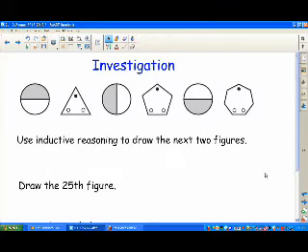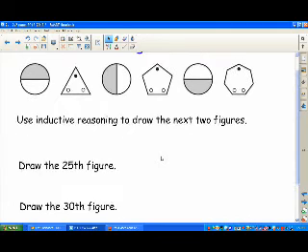All right, this investigation, I'm not going to spend a whole lot of time on this. Pause it. I want you to spend a little bit of time looking at these things. But I want you to use inductive reasoning to draw the next two figures. I want you to draw the 25th figure and the 30th figure as well, and be prepared to talk about this in class. I'm not going to give you the answers right now. I'm going to continue going on with the rest of my notes. Pause it until you're able to figure out what the next couple of figures are, the 25th and 30th, and then we'll talk about those in class. After you figure those things out, then continue with the rest of the video.